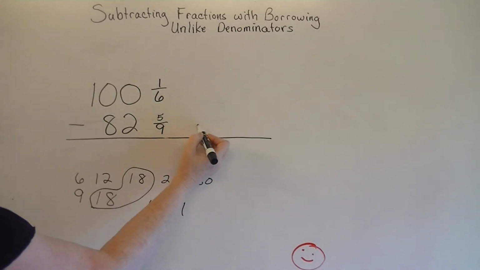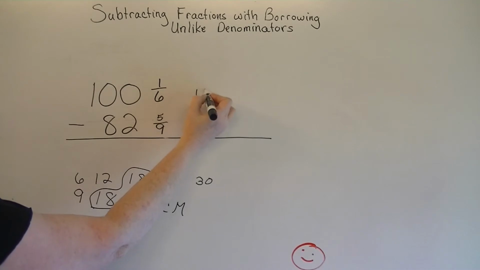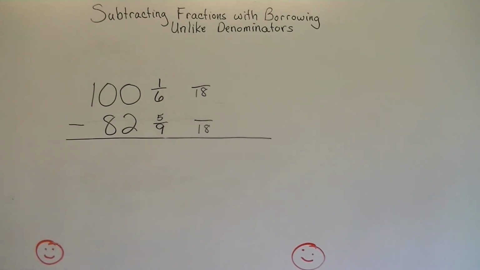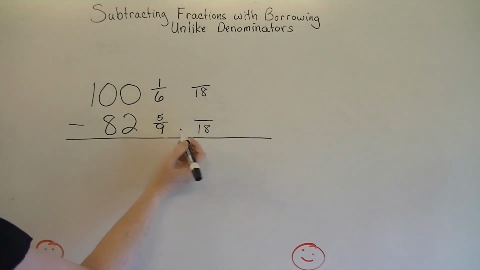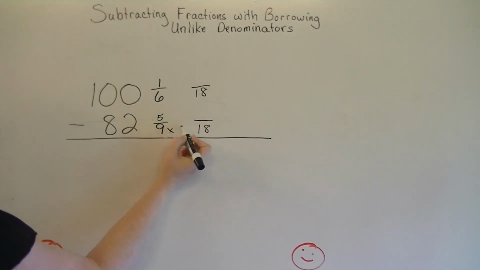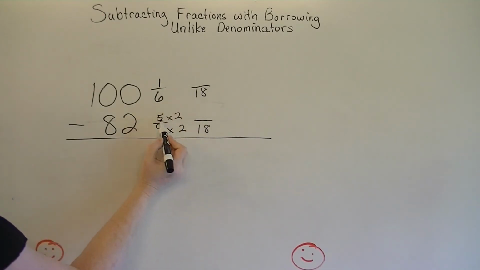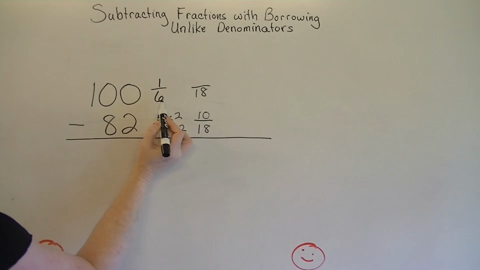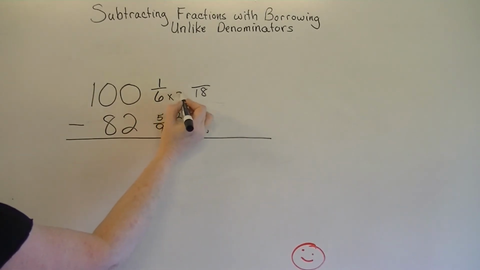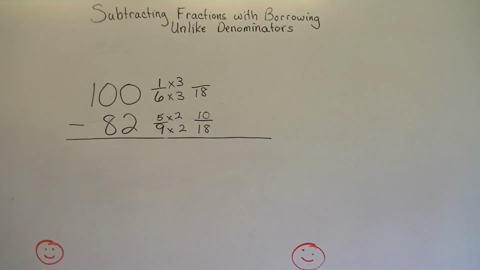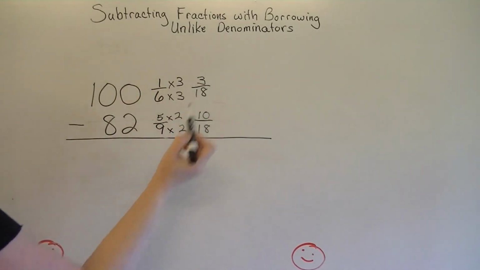So I'm going to take that and change these two fractions. They're going to be equivalent fractions with 18 in the denominator. So I multiplied by 2 here to get 18. So I have to multiply by 2 on top, and that's 10. And then here I multiplied by 3. 6 times 3 is 18. I have to do the same thing to the top. 1 times 3 is 3.